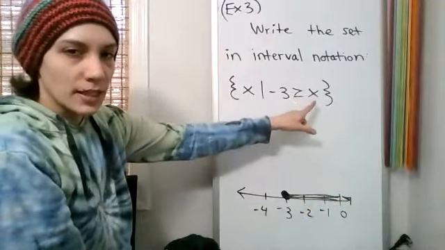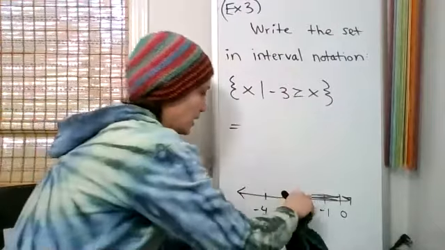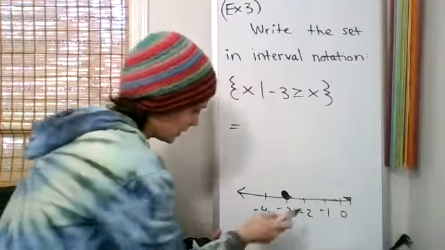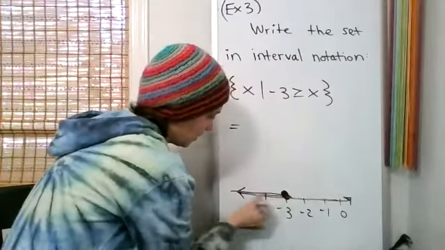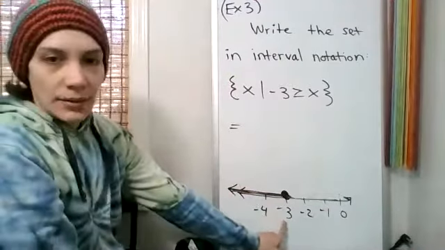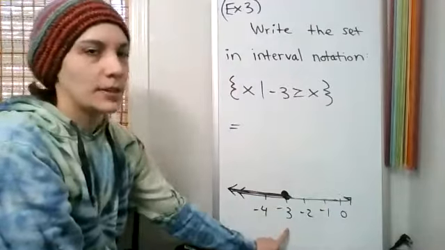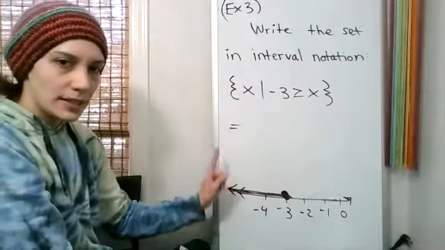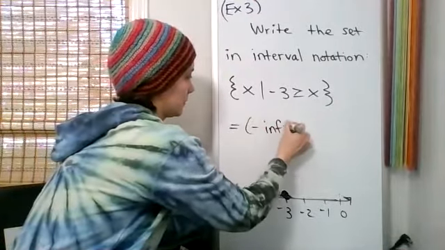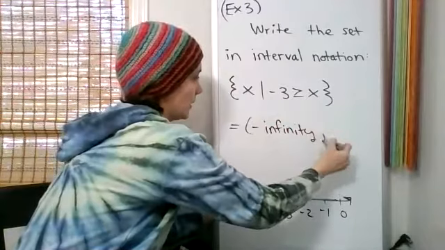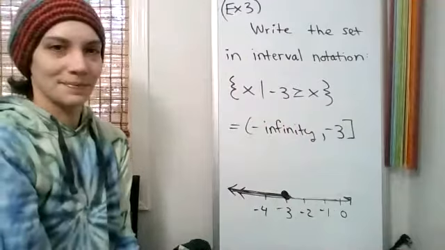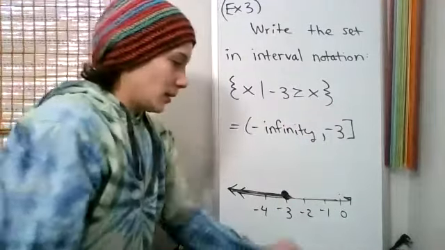-3 is greater than these numbers. That's the wrong way. Those numbers are greater than -3. We need this side. -3 would be greater than or equal to those numbers. -3 is greater than or equal to -4. -3 is greater than or equal to -100. So we go from -infinity over to -3 and include.